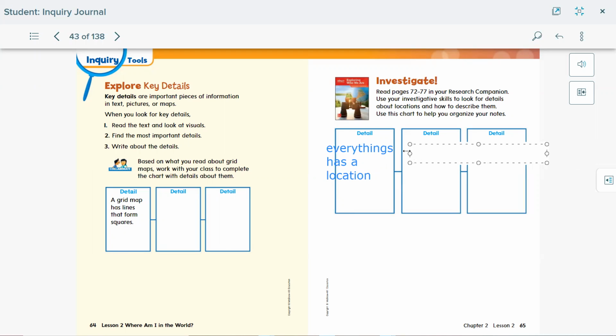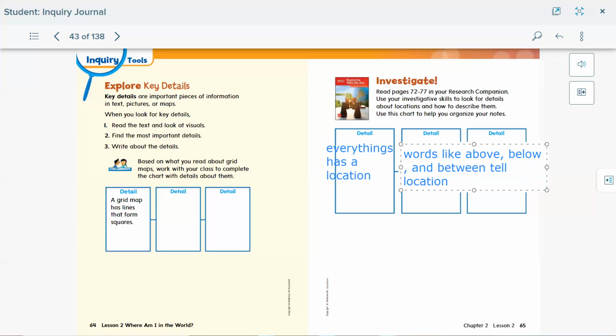Another detail. We use words such as above, below, between to help us describe the locations. So we use words like above, below, to tell us the location of places we're looking for. And it also helps us to give direction.